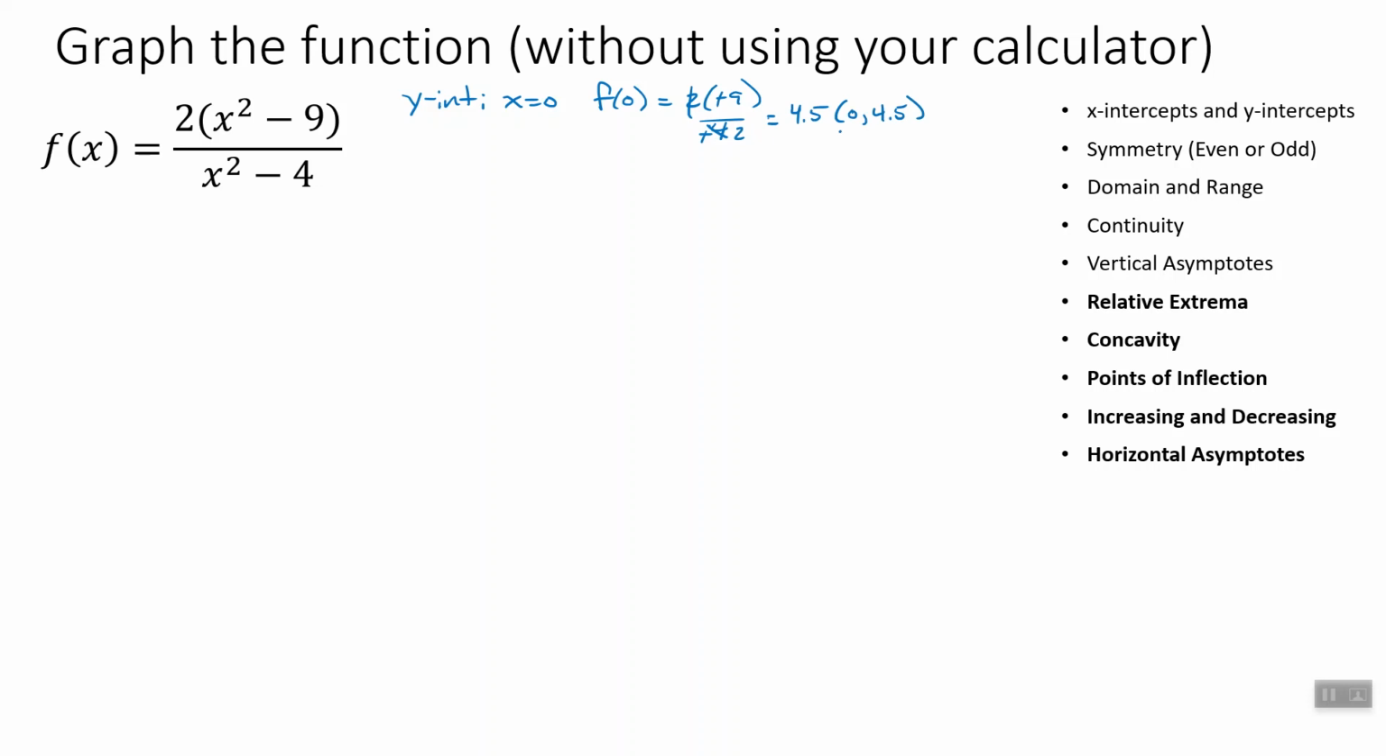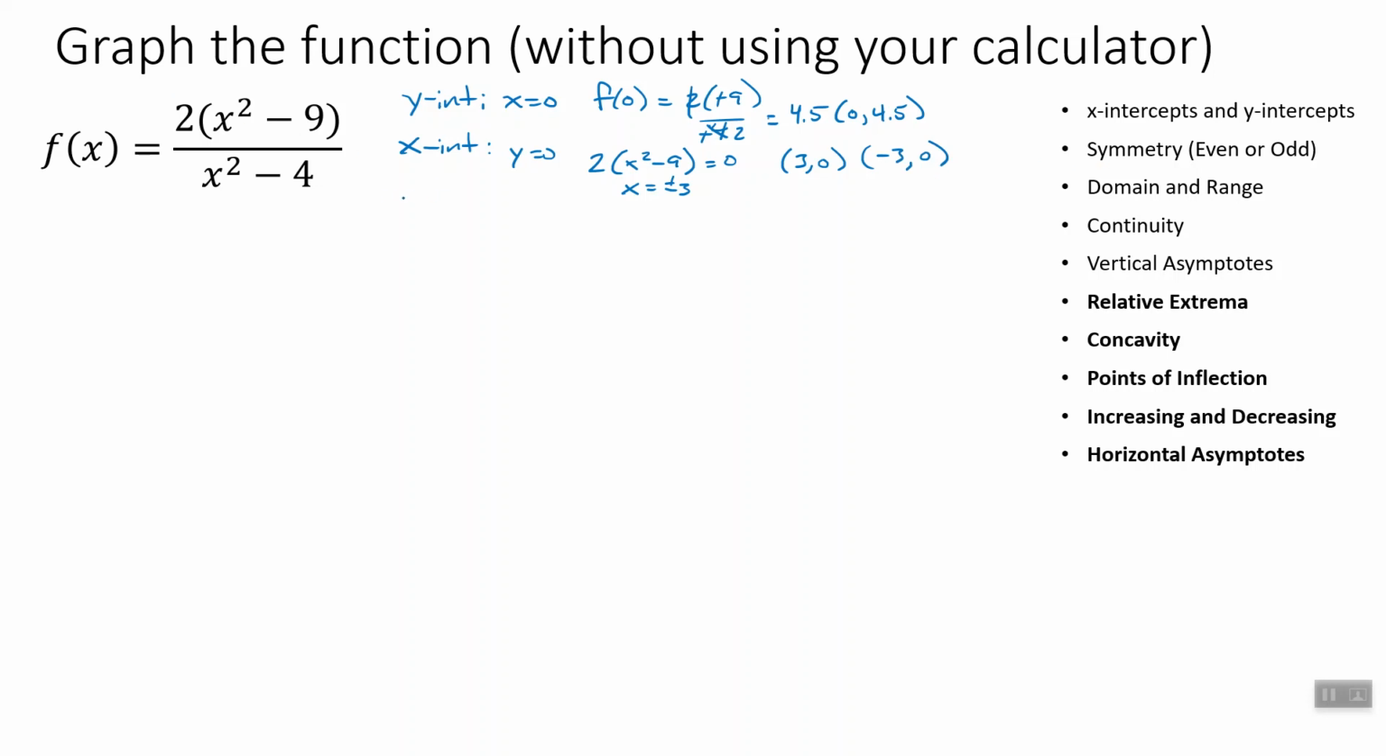4.5. All right, to get the x-intercepts, and there could be more than one here, that's when y equals 0. We set the top of the function equal to 0. So we set 2 times x squared minus 9 equal to 0. Looks like we're going to get x equals plus or minus 3. So we get the points 3, 0 and negative 3, 0.